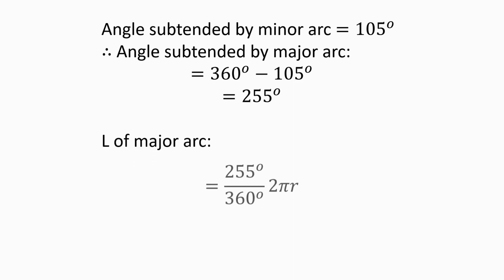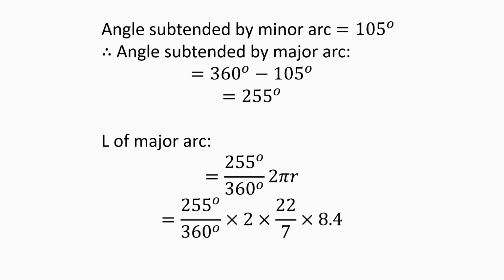So that will be 255 degrees over 360 degrees, which is the sum of the angles in a circle, times 2 pi r. We substitute, we have 255 degrees over 360 degrees times 2 times 22 over 7 times 8.4, which is the radius of the circle. And using your calculator, you obtain that the length of the major arc is 7.4 centimeters.